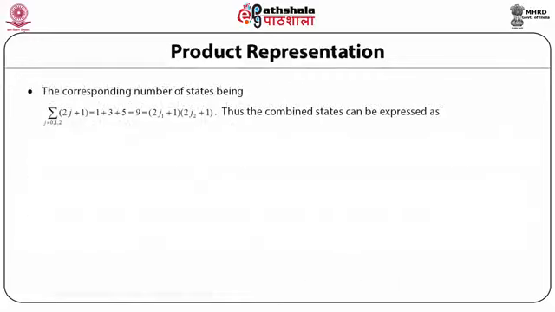So thus the corresponding number of states are given by the sum of (2j + 1), where j takes all the possible values from j1 plus j2 to the absolute difference of j1 and j2 in steps of 1. So j goes over 0, 1, 2, etc. So in this case, we have the 9 states.